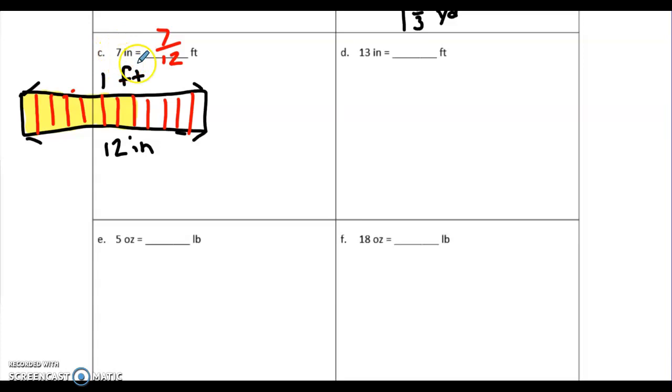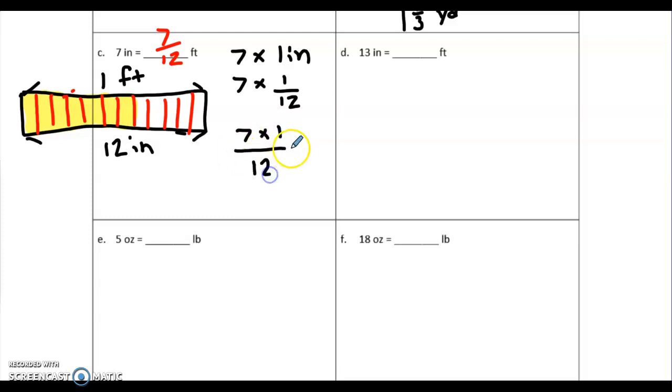If I was doing it in number form, I would decompose and break this up into 7 and our inches. So I would have 7 times 1 inch. And I'm going to keep my 7, but I'm going to change my 1 inch. 1 inch is really 1 out of 12 pieces, just as we showed over here. And I'm going to rewrite this as 7 times 1 divided by 12. And as we solve that, we have 7/12. No simplifying needed. And it's the same as our picture.